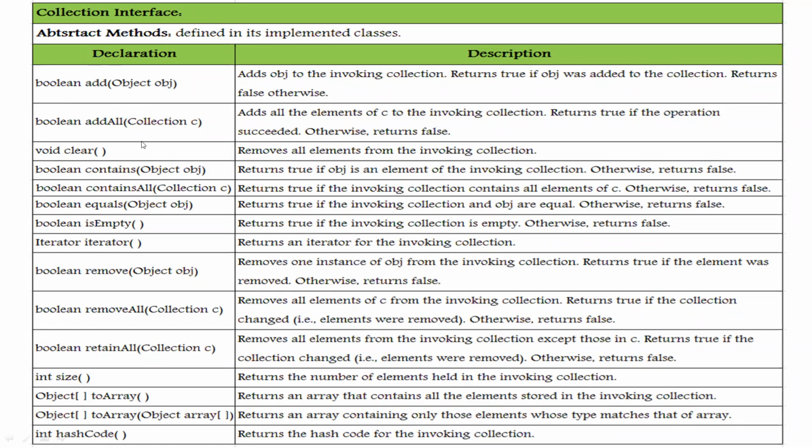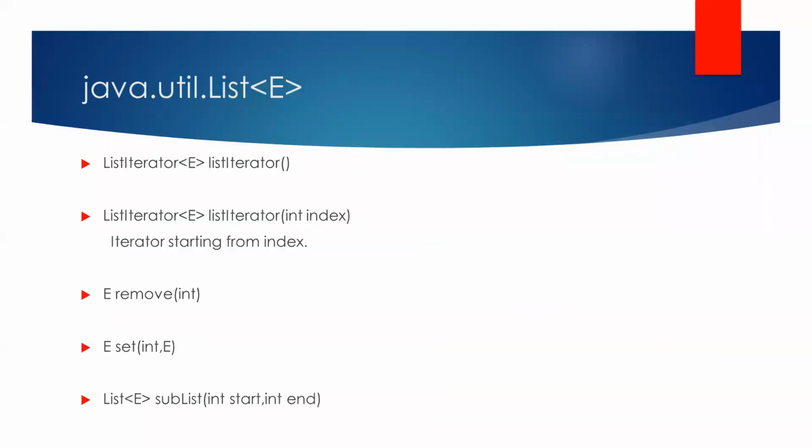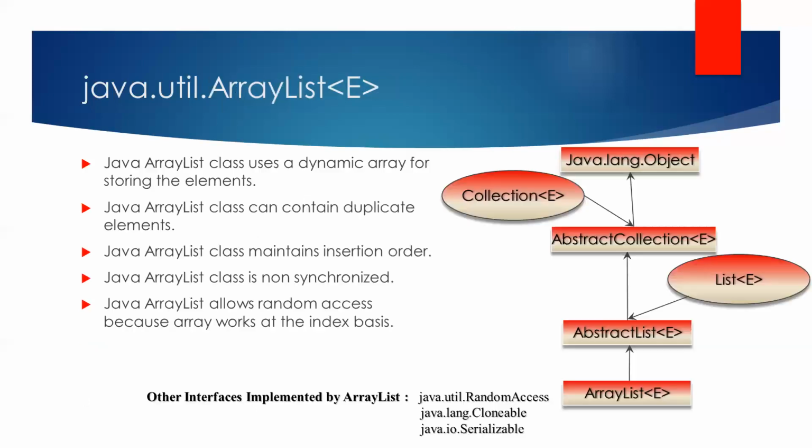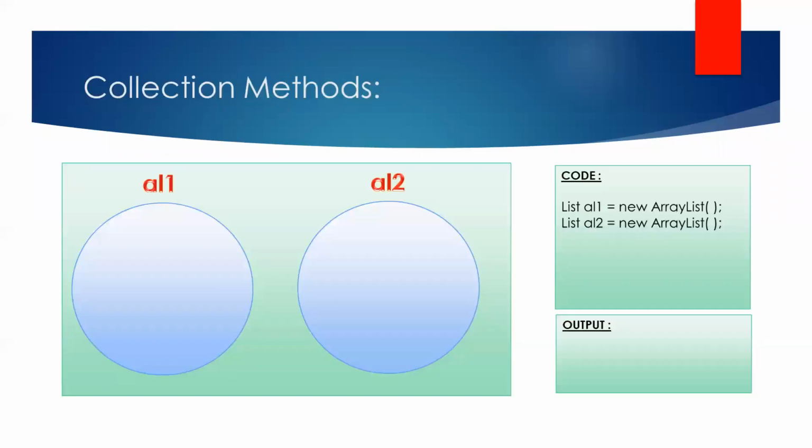And one important point that I have already discussed in the previous session: if you want to put anything into the collection, that must be an object. You cannot put any value that is primitive. So a primitive type of value cannot be added into the collection. For a list, we have seen these methods, and this is the array list hierarchy. We have already discussed this one.